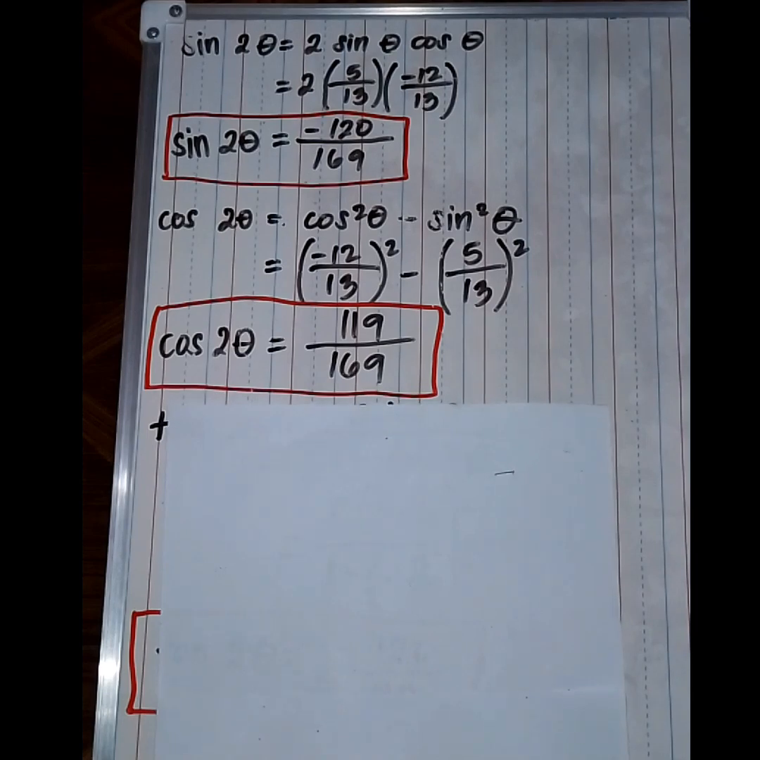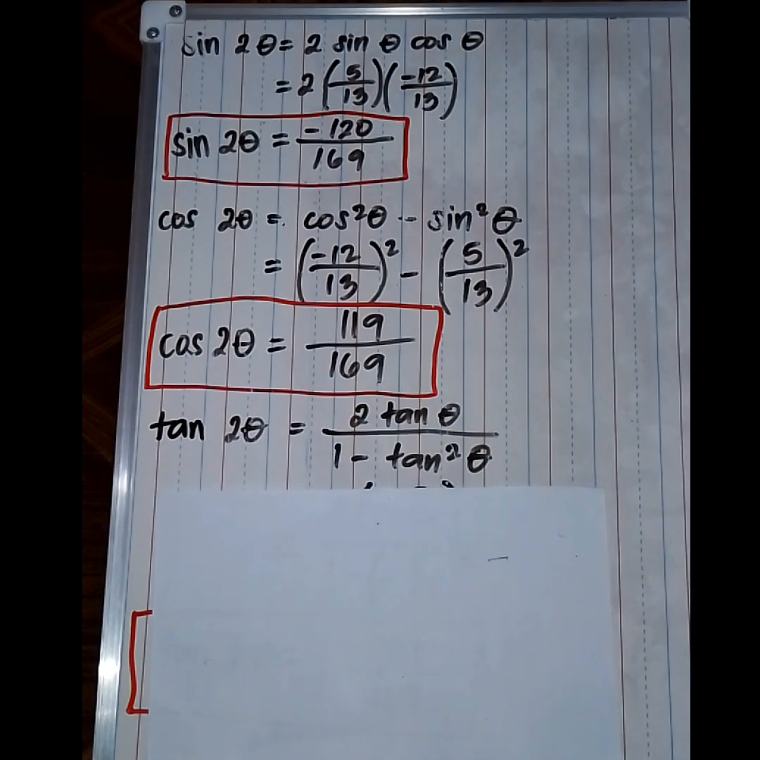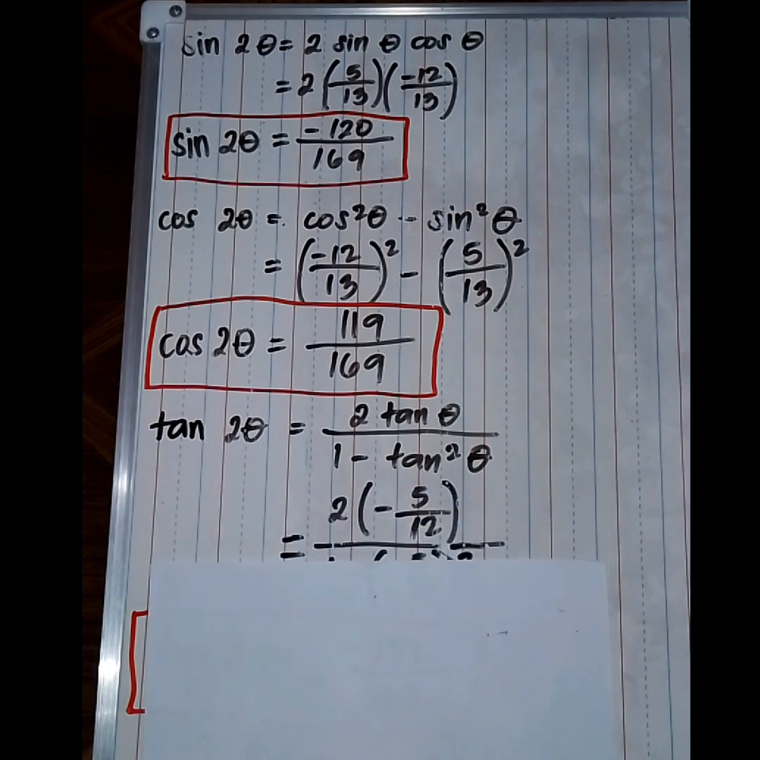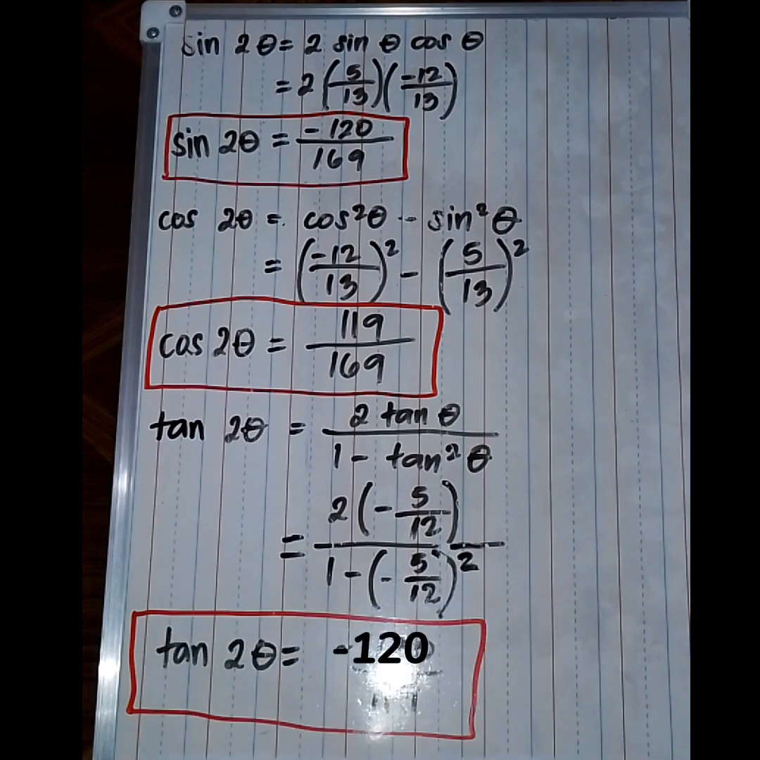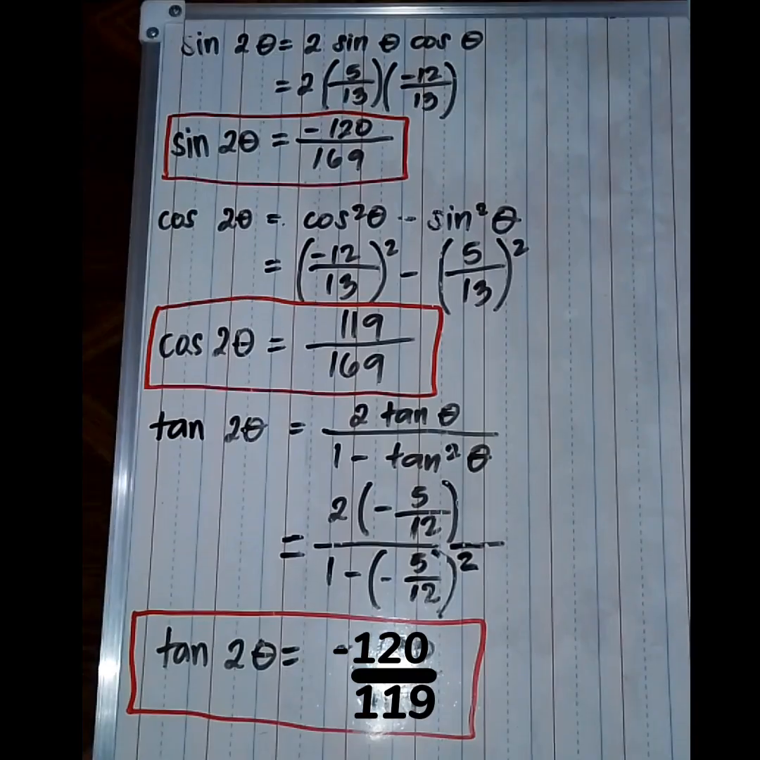And last, for tangent 2 theta, earlier it is 2 tangent theta over 1 minus tangent squared theta. Tangent theta is 5 over negative 12, over 1 minus tangent squared theta, which is negative 5 over 12 quantity squared. Using a calculator, we have 120 over 119. So that's all for our examples.